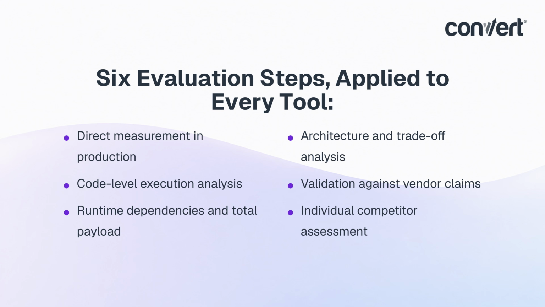Step 2, code level analysis of how scripts execute. We examined what happens after initial script loads. We looked for patterns such as progressive injection, where additional scripts are introduced at runtime, and external API calls fetch experiment configurations or variation logic. This way we could trace the full execution path of each tool.